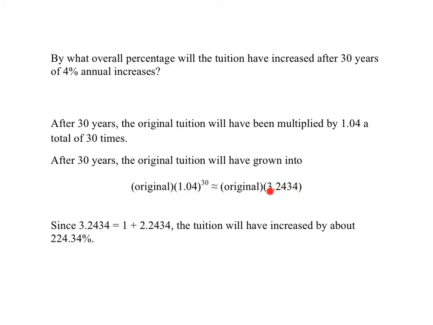And that one number, that 30-year growth factor, happens to equal 3.2434. We're going to typically keep 4 decimal places of accuracy when we write out these growth factors. Since this growth factor has to equal 1 plus something, that plus something, corresponding to the new growth, equals 2.2434. In other words, the tuition will have increased by about 224.34%. So whatever this quantity is after the 1 plus, that corresponds to the new growth. That is what you convert into percent form.